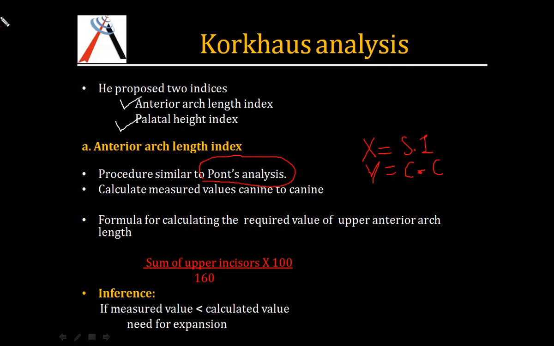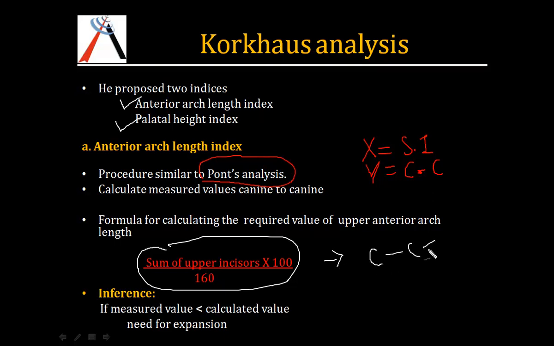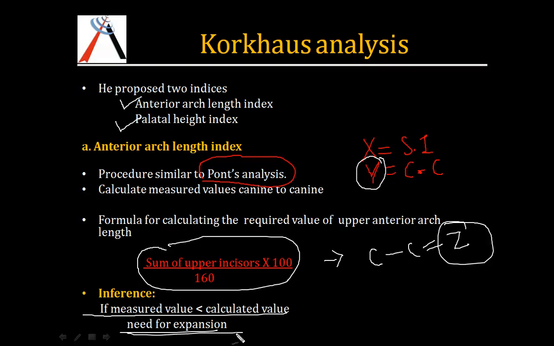We then use a formula. The sum of incisors into 100 upon 160 gives us the estimated or the required value from canine to canine. We then compare these two values, that is the measured value and the calculated value, and if the measured value is less than the calculated value, there is a need for expansion. So the anterior arch length index is also very much similar to the Pons analysis, except for premolars and molars it takes canines into consideration.